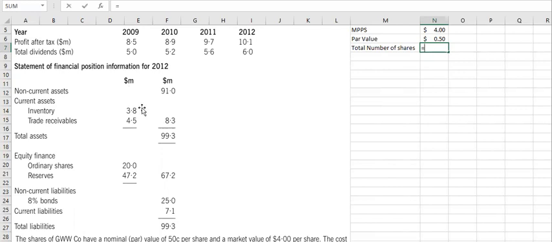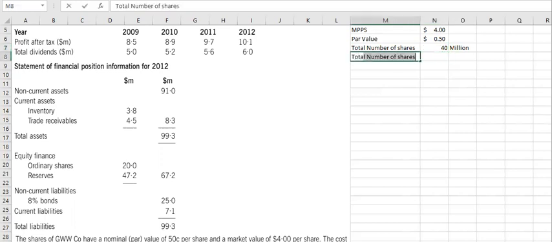So simply you have to pick the total value of the ordinary share from the balance sheet, which is 20 million, and you need to divide it by the par value of each share to find out the total number of shares. So it's 40 million number of shares, and obviously it's not going to be in dollars. It's the number of shares. So it's 40 million shares.